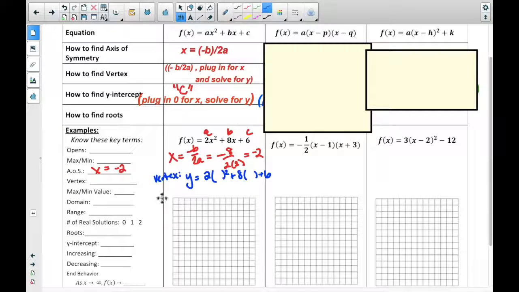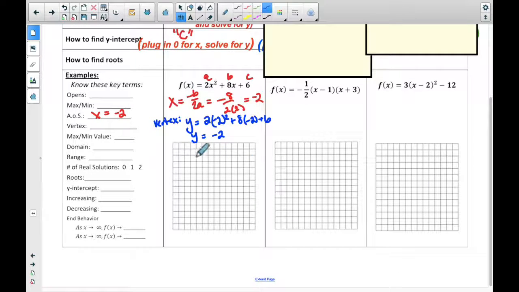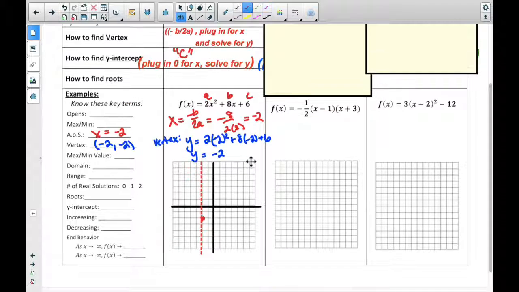To find my vertex, I'm going to take that number, which in this case is negative 2, I'm going to plug it into my original equation, and I'm going to work it out. So if I plug in a negative 2, I'm going to put this into my calculator or do it mentally and come up with an answer. And so when I plug that in, I get y equals negative 2. So my vertex is the point negative 2, negative 2. Okay, I have enough information here. I can start graphing. So I'm going to start plotting some points and putting my axis of symmetry onto my graph. Okay, so I went through and plotted my axis of symmetry, plotted my vertex.